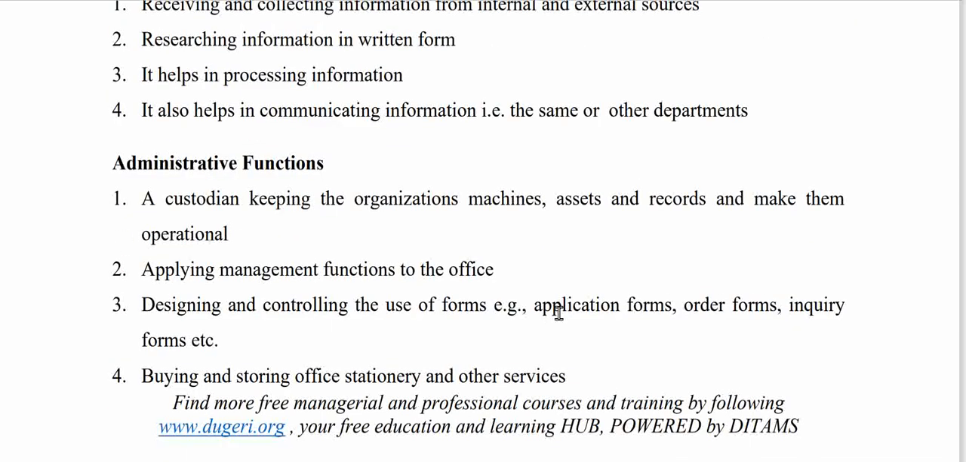So, let's talk about administrative functions. As an office, it provides a means of keeping everything for the organization. That's why I'm calling it a custodian, keeping the organization's machines, assets, and records and making them operational. So you can never take everything of the organization and keep it at your home. You may need to keep them in the office.